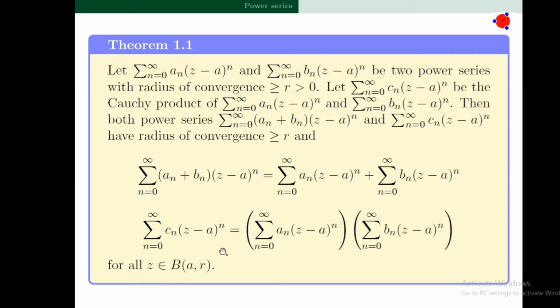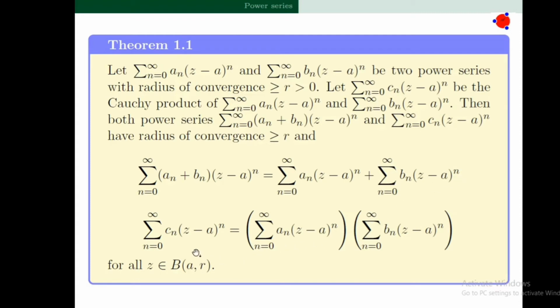And on the disk with the center a and radius r, the sum of the power series, that is summation n equal to 0 to infinity (a_n + b_n)(z-a)^n, this series converges to the sum summation n equal to 0 to infinity a_n (z-a)^n plus summation n equal to 0 to infinity b_n (z-a)^n.